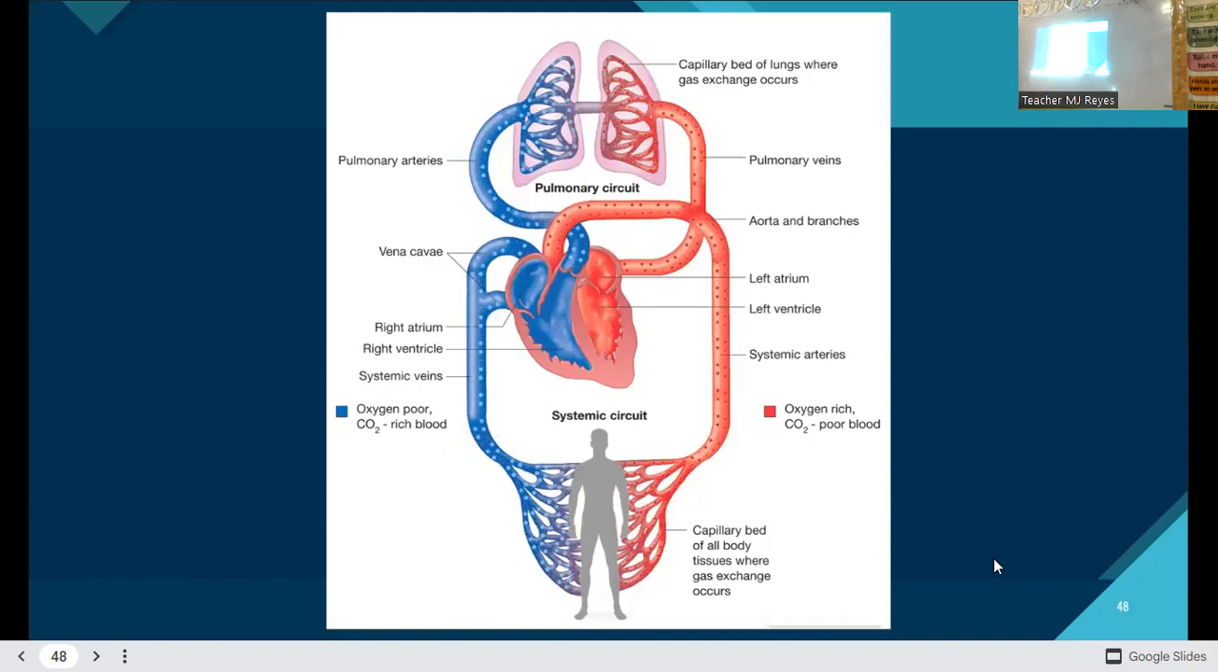This is in between the right atrium and right ventricle. Because it is between the right atrium and right ventricle, it is called an atrioventricular valve. The pulmonary valve, because it is between the right ventricle and the pulmonary artery, is called a semi-lunar valve.